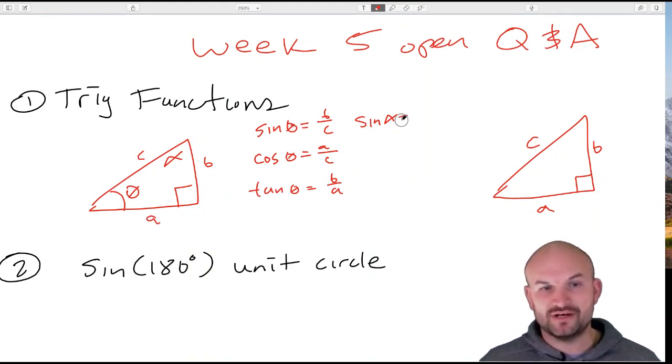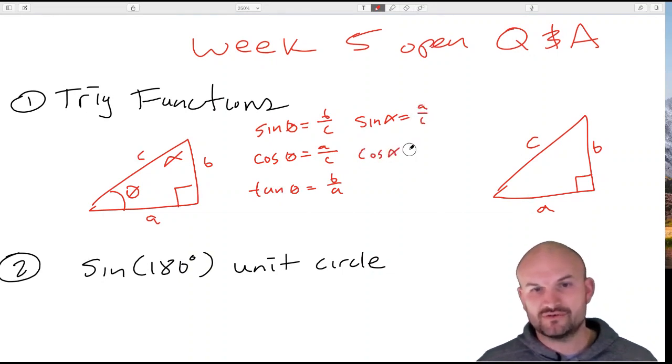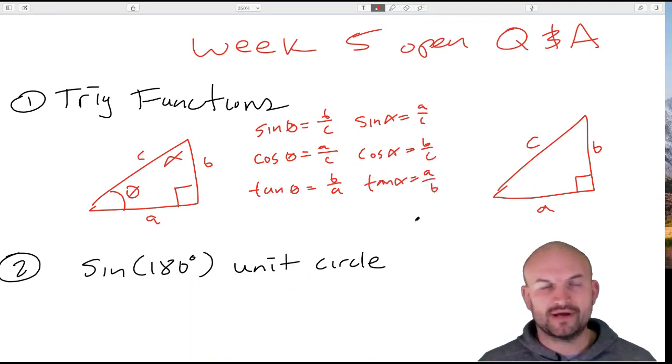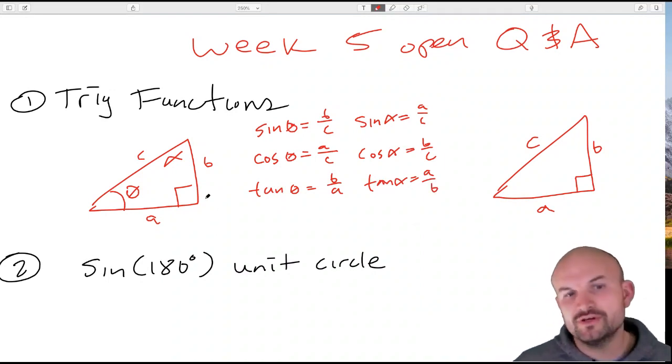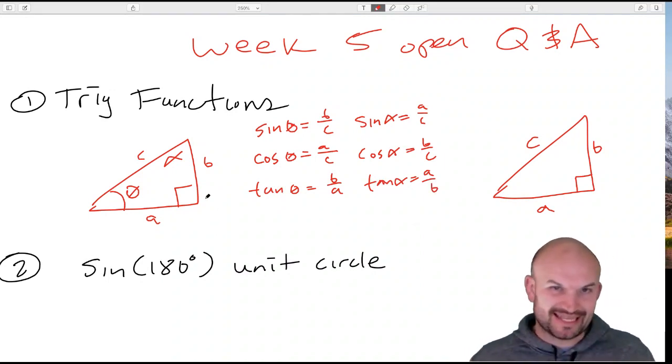So sine of alpha is going to be A over C. All right, and cosine of alpha is going to be B over C. And then the tangent of alpha is going to be A over B. Okay, so therefore you can kind of see that relationship. But again, it's a comparison.